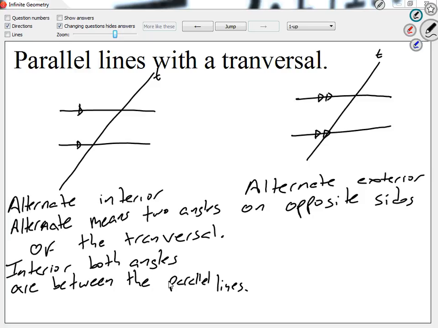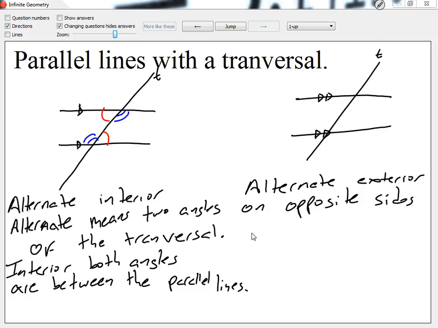So an example of alternate interior will be something like that. Both are inside and both are on opposite sides of the transversal. That's not the only example. Let me take a look at another example. I'm going to say this angle is alternate interior with this other angle. Both are in between and on opposite sides of the transversal.